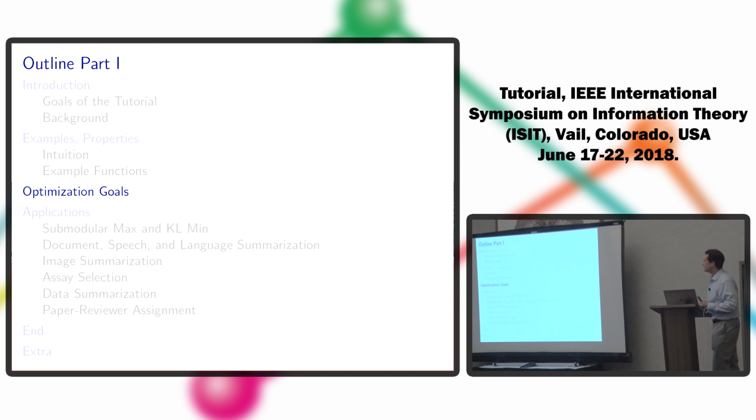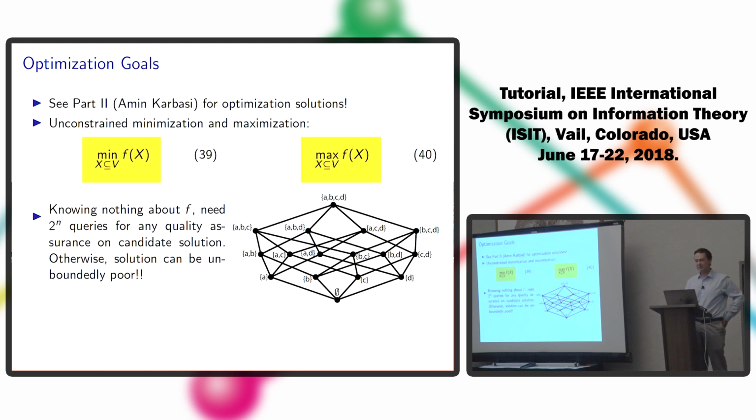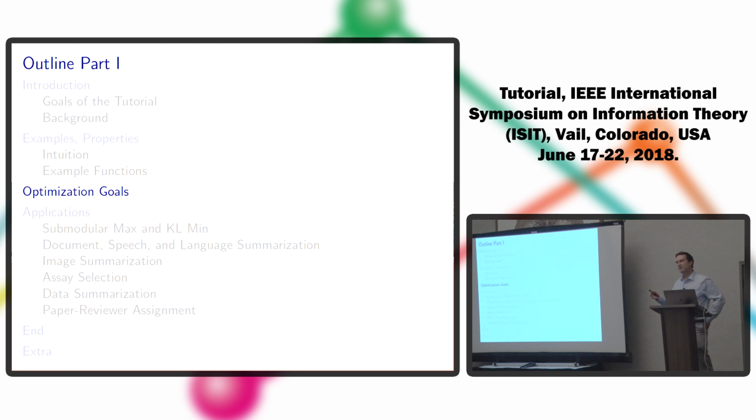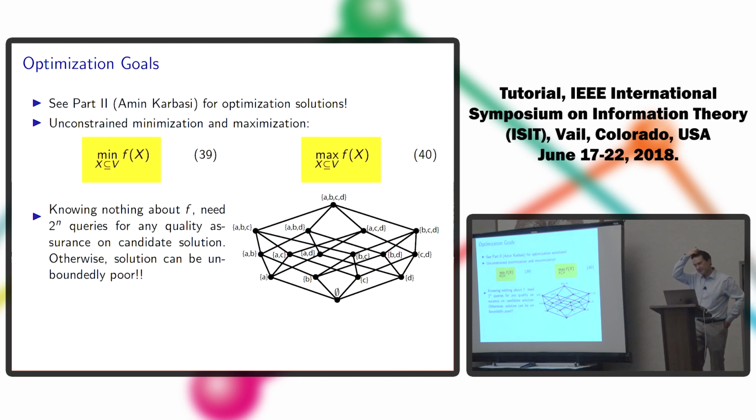So we also want to talk about optimization goals. So Amin is going to talk about the actual optimization strategies. What I want to talk about is optimization goals. So not only, as I said before, does the submodularity inequality mean that the submodular functions are natural for a lot of problems, but it also means that we can optimize over them. Now, what do we mean by optimizing over them? So we're just going to define the optimization problems. Like one thing we might want to do is find the set that minimizes a submodular function.